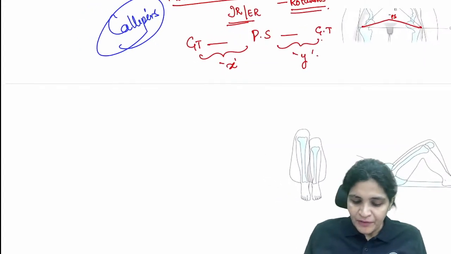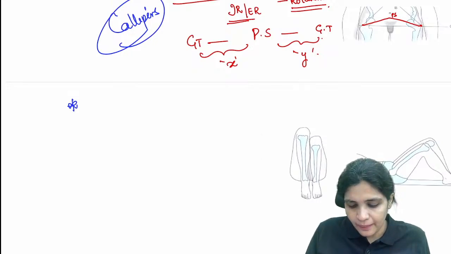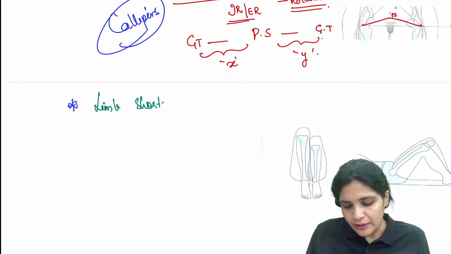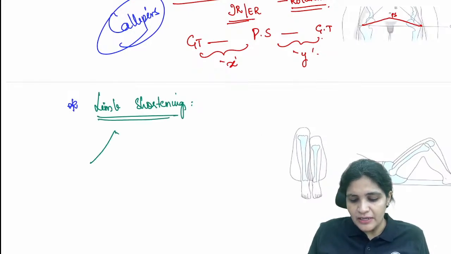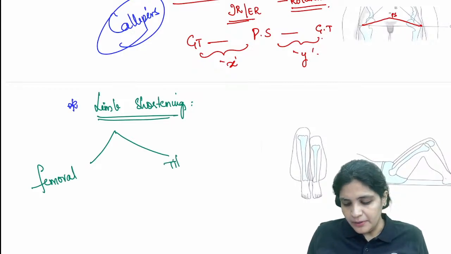And finally, whenever you see that there is limb shortening, you have to understand whether this is femoral shortening or tibial shortening.